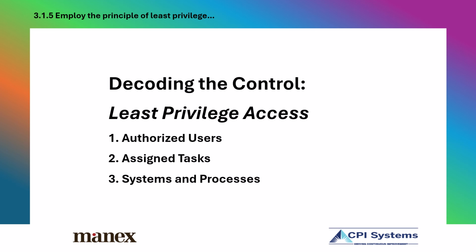1. Authorized users. Only those with explicit approval should access systems relevant to their responsibilities. 2. Assigned tasks. Access should be mapped to discrete job functions, roles, or tasks. 3. Systems and processes. The control applies not only to data, but also to applications, services, networks, and processes involved in handling CUI. Remember, it's not so much about restricting work, it's about enabling roles while protecting sensitive data.